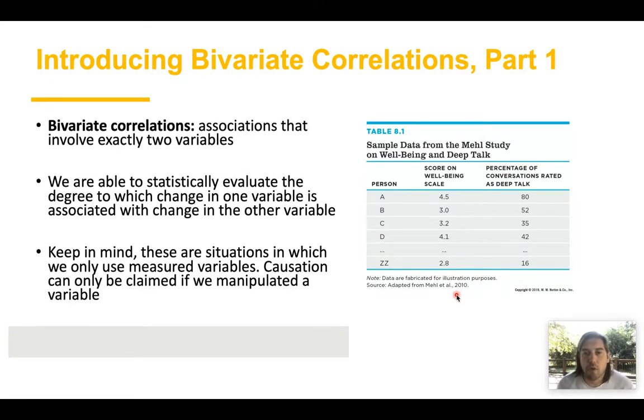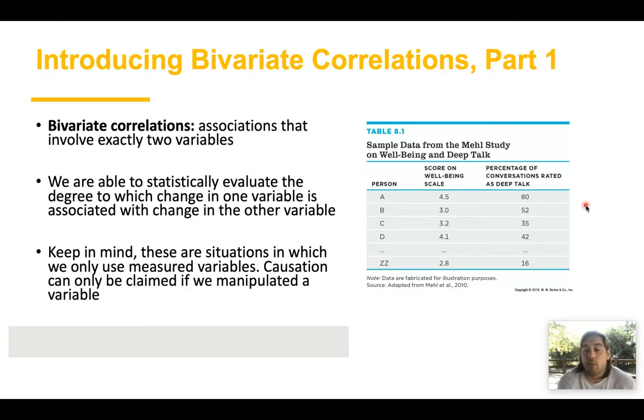Variables like that. So here we have data from a number of people, right? Person A, person B, person C, all the way down to person Z. And from each individual, we have measured their score on overall well-being, and we can see the scores here. And then we have also measured the percentage of their conversations that are rated as deep talk. So basically, not small talk, like, hey, how's the weather? But deep talk, meaningful, emotional maybe, or intellectual or serious or important conversations.